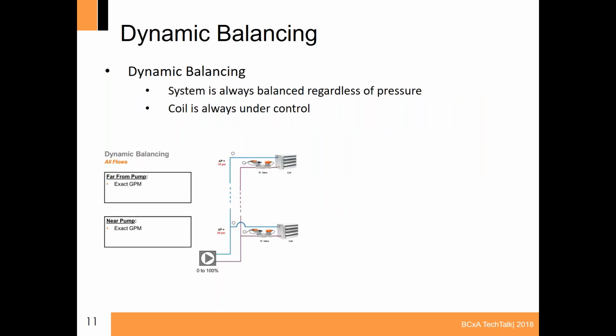With a pressure independent system, it is dynamically balanced. It's regardless of pressure, as long as that endpoint where you're controlling, your worst valve that you need to maintain that 3 PSI, as long as you have it there, the entire system dynamically rebalances, right? And every coil is always under control, and you're going to get the exact GPM, whether you're at 100% flow, or if you back off and drop it down to, say, 20% of system flow.